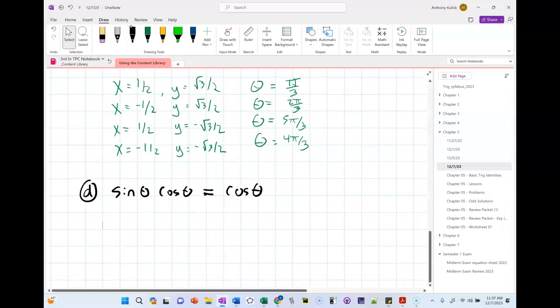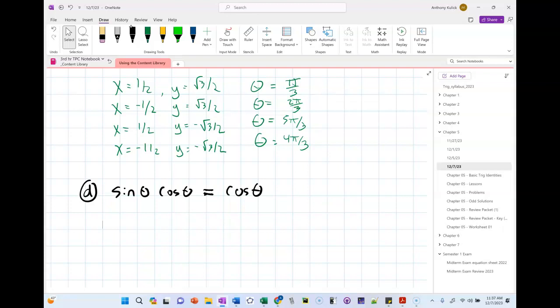Okay, so in general, I want to get all the trig stuff onto one side. That would be my first step. How should I do that? So I want all these trig functions onto one side. How am I going to accomplish that?